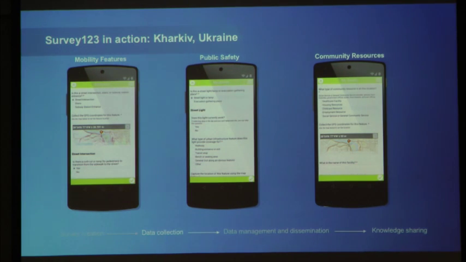So looking at this in action, in Kharkiv, Ukraine, Secondary Cities has been working with AG and the university there. They have 3 surveys that they're working on. They have one for mobility features, one for public safety, and one for community resources. And they've conducted these 3 surveys in and around the university in the city there to build up those data sets, because there's a lot of missing data, as we know, in these types of places.